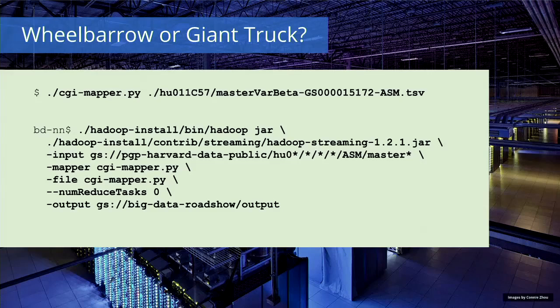Then we would specify the mapper script. This is the script that would be used for the map step. Then we would also specify the number of reduce tasks. In this case, there's none. We're not doing any kind of reducing. Our map script is very simple. We need to remove the duplicate data and add that column right at the start of each row. And then we need to say where we want to output it. We're going to output it to Google Cloud Storage in a bucket called bigdata-roadshow/output.